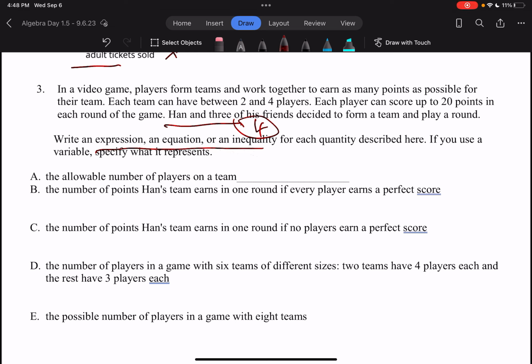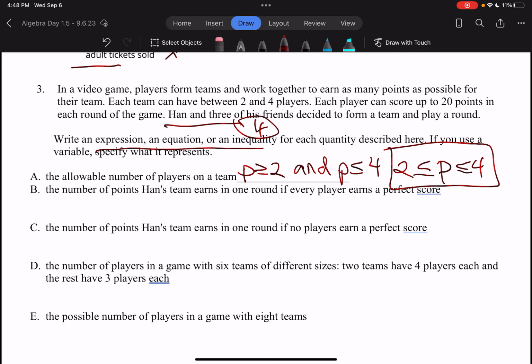All right, so the allowable number of players on the team. Let's say P stands for player, and P can be between 2 and 4 players. So that means P has to be greater than or equal to 2, and P has to be less than or equal to 4. You can also write this as P is less than or equal to 4 and greater than or equal to 2 as this sentence structure. That's the nicer, more official way to write it, but you can also write it this way as long as both constraints are true.